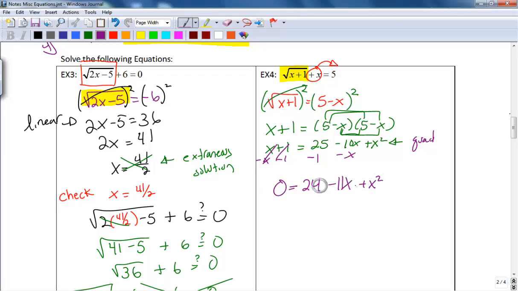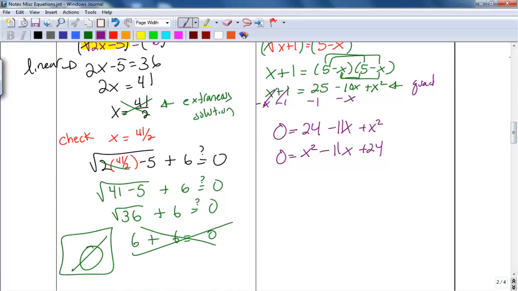I don't like these terms in ascending order, so I want it in descending order. I'm just going to change the format and have it be x squared minus 11x plus 24. Now things are in descending order, which is what we're most accustomed to when we factor. Again, this is a trinomial. Does it have a GCF? No. It's a quadratic, so I do have to factor this, or solve it by completing the square or the quadratic formula, or whatever your favorite method is.